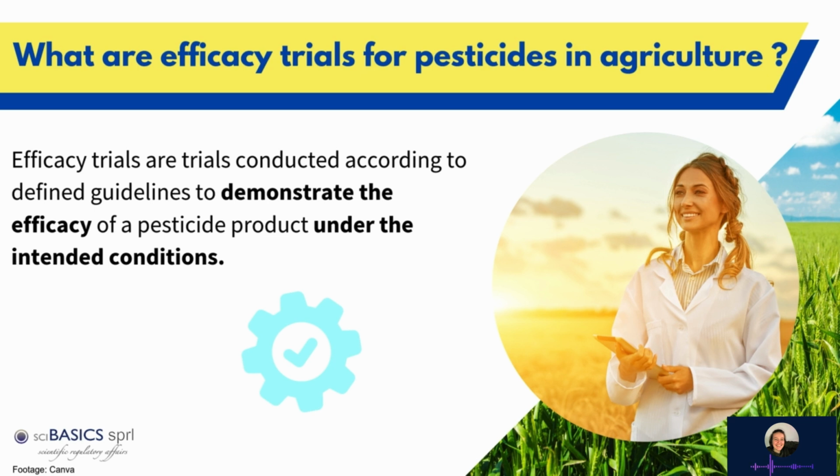Anyways, let's get right into the meat of the subject. Firstly, what are efficacy trials for pesticides in agriculture? A very simple definition would be that efficacy trials are trials conducted according to defined guidelines to demonstrate the efficacy of a pesticide product under the intended conditions.